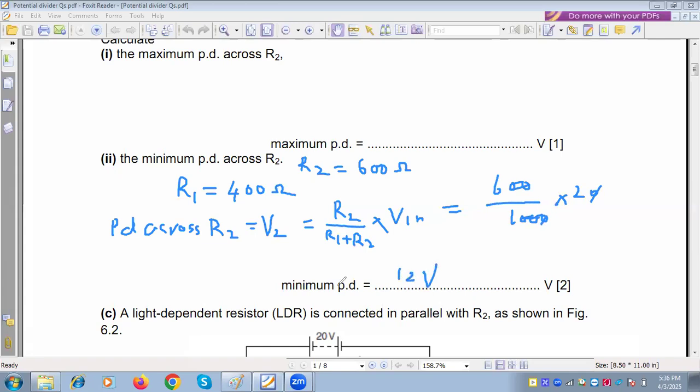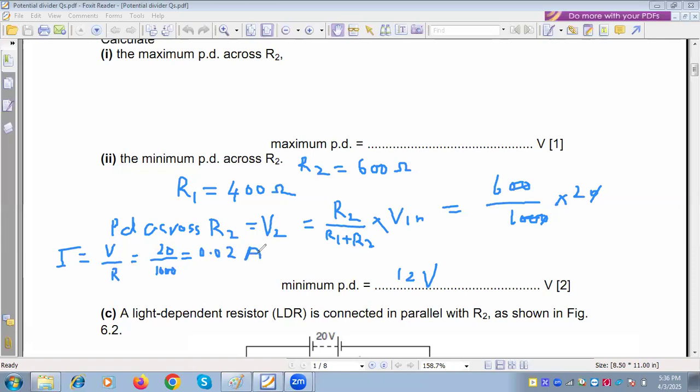We can simply apply Ohm's law also. First, we have to find out the current. I is equal to V total, that is the EMF of the battery, over R total. V total is 20 and R total is 1000. This is how we will get the current. Current will be 0.02 ampere.